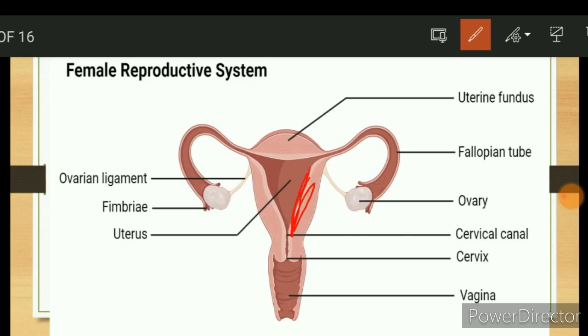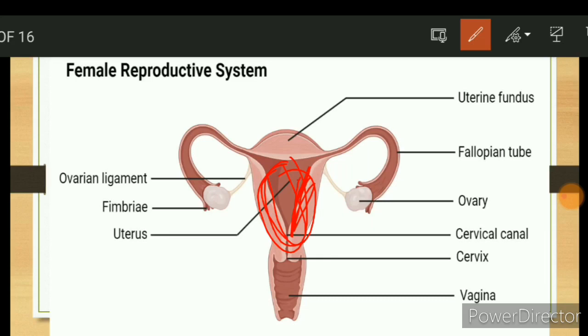And the inner layer is the endometrium. This is also made up of epithelial cells, cuboidal epithelial cells. And this layer is not permanent. It continuously changes, or is continuously formed anew each month. In the female reproductive system, at the time of pregnancy, this becomes thicker and thicker, and because of that the pregnancy is fixed inside the uterus.